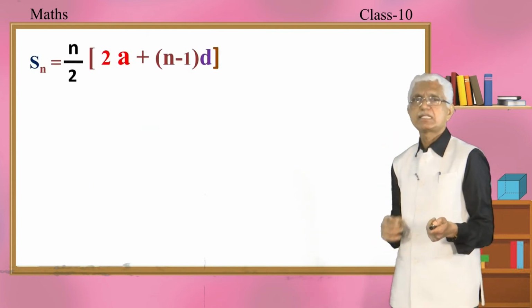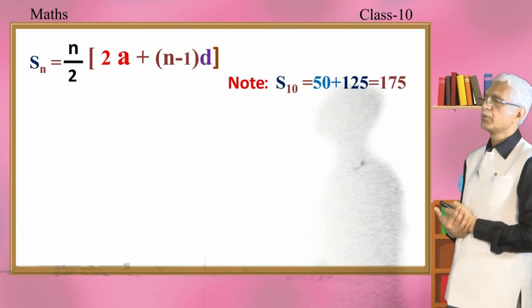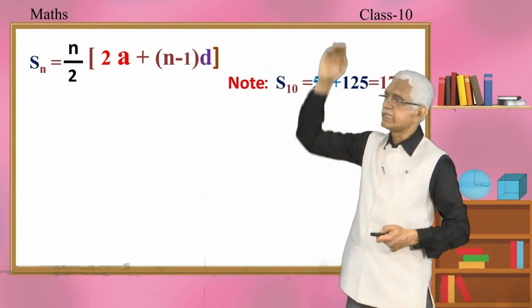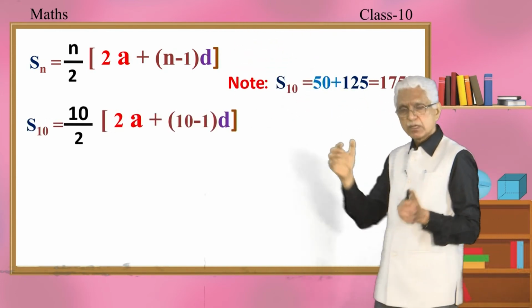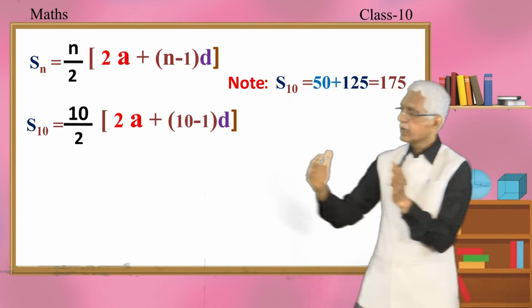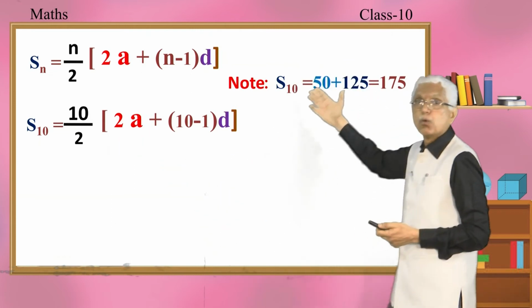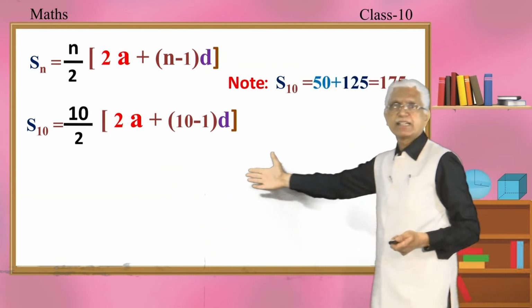Now again, Sn is equal to n by 2 into 2a plus n minus 1 into d. What do you mean by saying S10, my dear children? It is the sum of the 10 terms, no? What is the sum of all the 10 terms? First 5 terms 50, next 5 terms 125. Sum of all the 10 terms is 175.